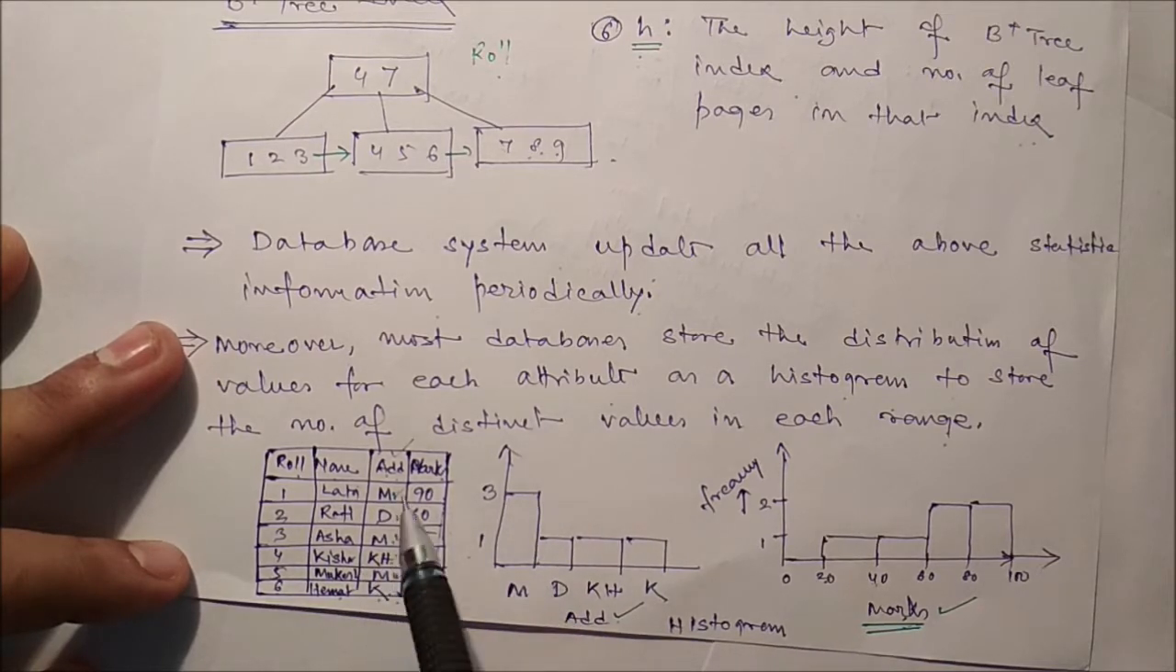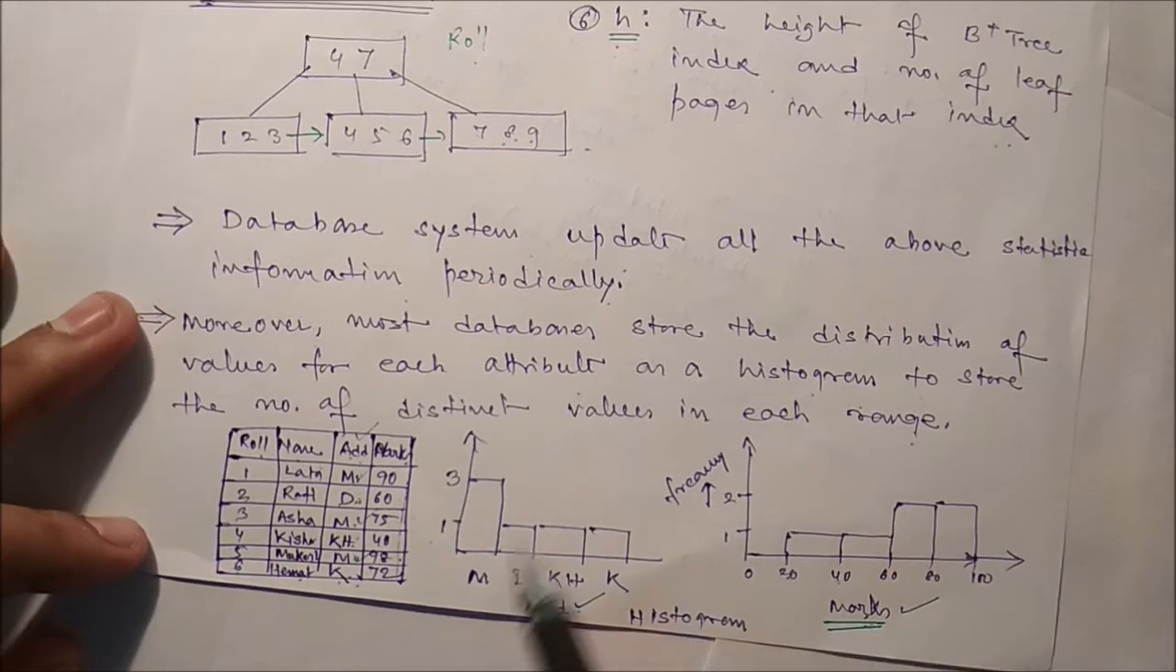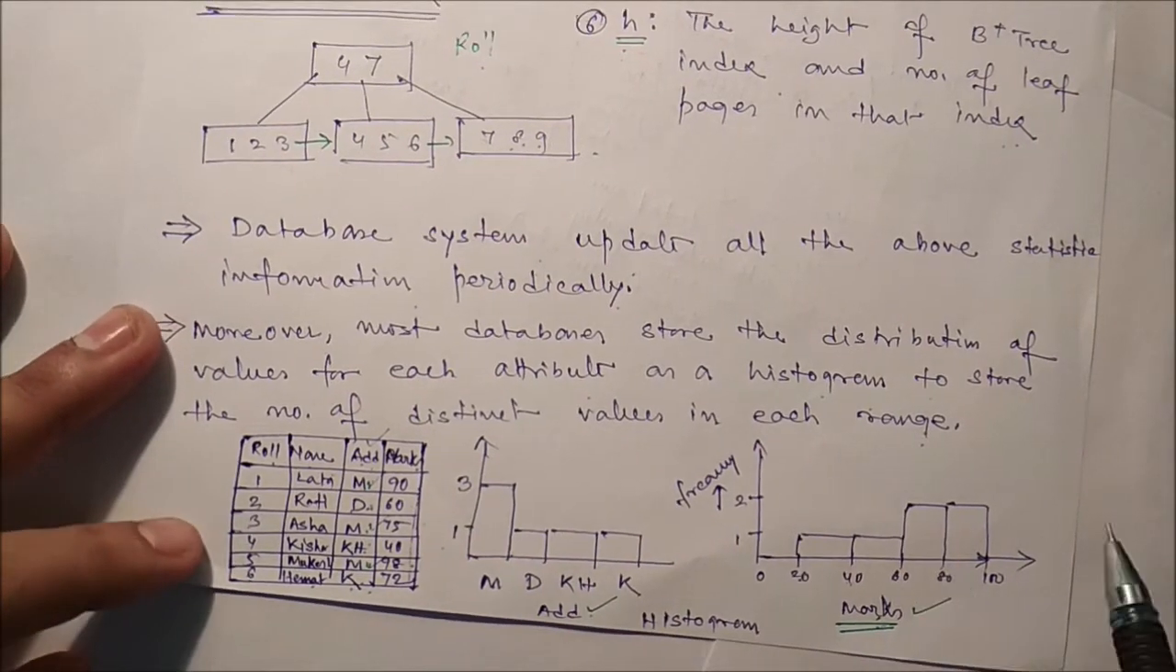So definitely, suppose we want to calculate the histogram, we have to identify the histogram for the address as well as the histogram for marks. We can see here 4 distinct addresses are there. Mumbai, how many Mumbai are there? 1, 2 and 3. That's why the frequency is 3. How many Delhi is there? One single Delhi. How many Khandwa? It is 1. How many Kolkata? It is 1. So this is nothing but our histogram for the address.